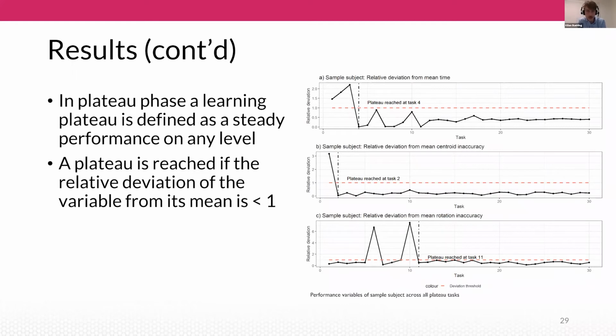In plot B, we see the relative deviation from the mean centroid inaccuracy over time, and the plateau is reached very early at task 2. And in C, we see the relative deviation from mean rotation inaccuracy over time, and the subject reaches its plateau fairly late at task 11, but after then stabilizes.